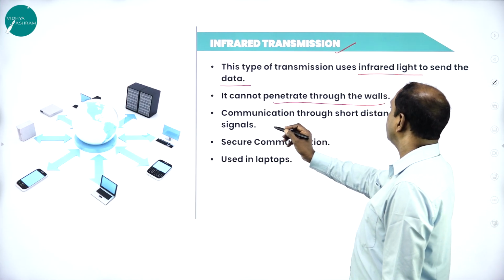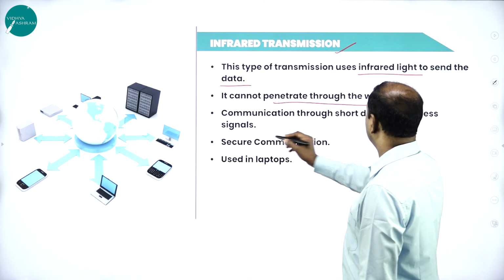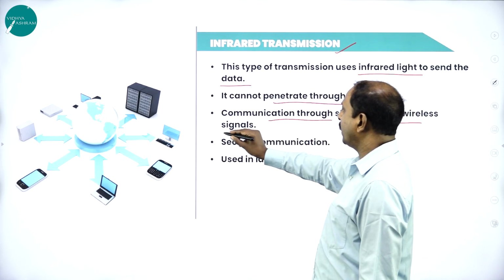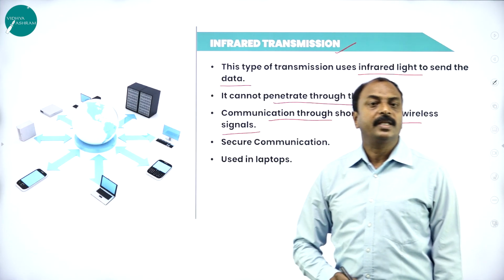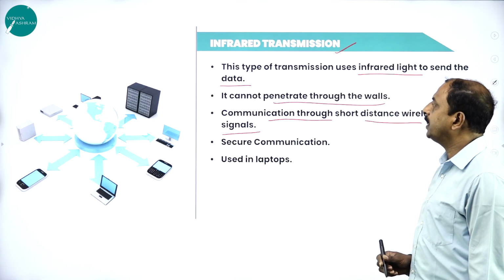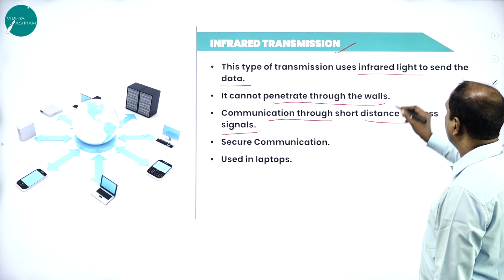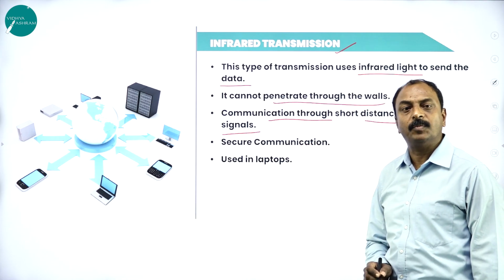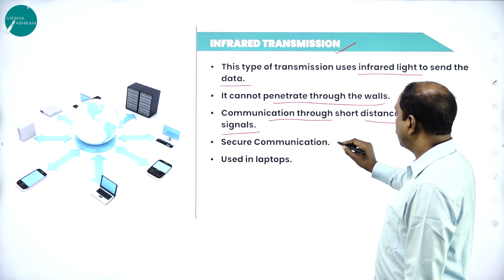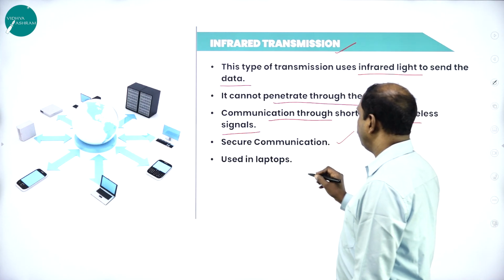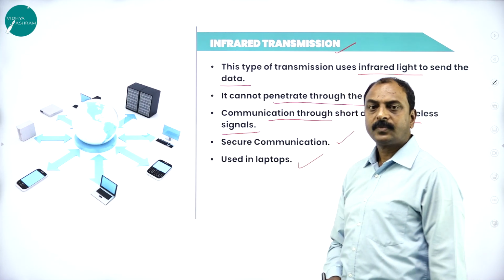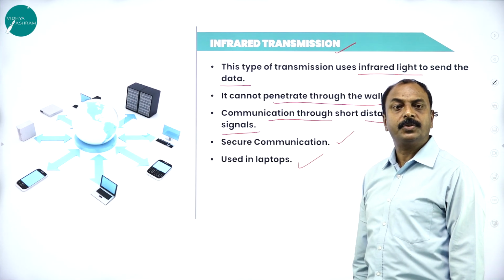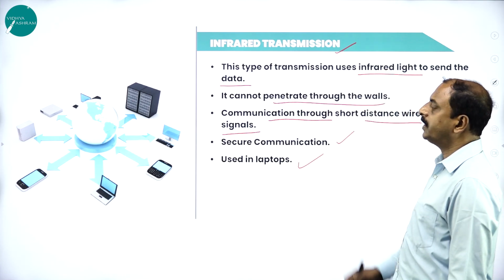Next, communication takes place over a short distance through wireless signals. This is another wireless technology using infrared transmission, which uses infrared light for short distance communication. It is a secure communication, and generally we use it in laptops. So this is another technology for communication in computer networks, that is infrared transmission.